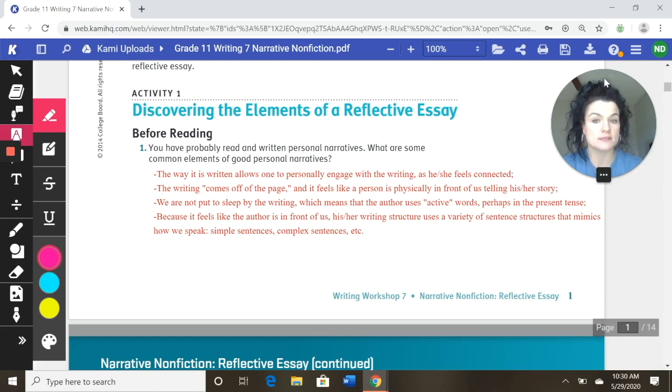We are not put to sleep by the writing, which means that the author uses action words, like active words, which we'll look at momentarily. So perhaps in the present tense. And lastly, I said because it feels like the author is in front of us, his or her writing structure uses a variety of sentence structures that mimics how we speak. So when we speak, we use simple sentences, complex sentences. So we have all that together, and that's what a good personal narrative does as well.